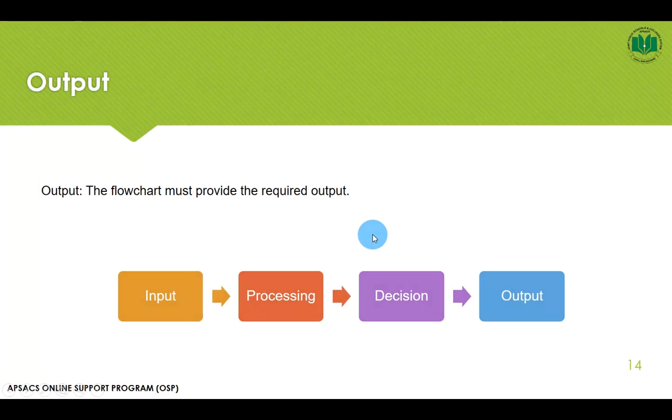The final thing: if we have input the data, then we have processed the data and we have decided what to do, now the last step is to output that solution. Show the solution or show the result to the users. Output. The flowchart must provide the required output.